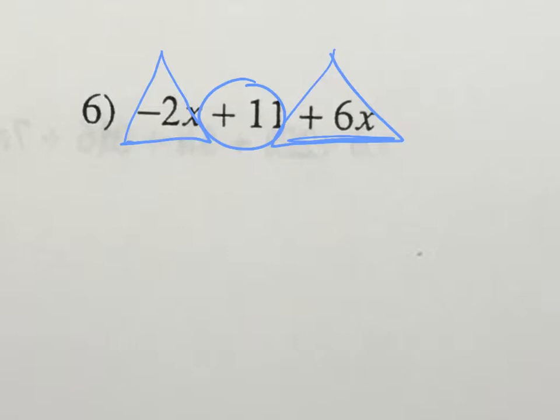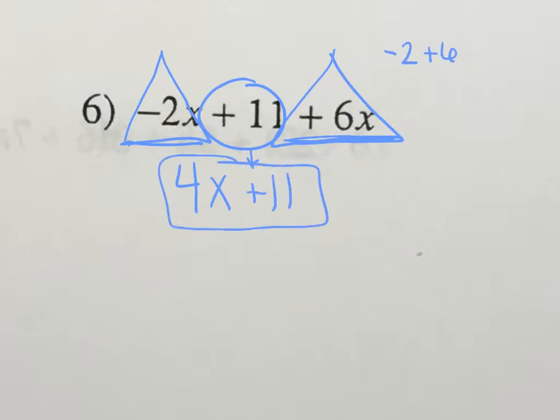So if I'm going to combine the only things that can be combined, negative 2 and positive 6, I know you probably know this, but if you were to plug it in your calculator, you'd want to plug in negative 2 plus 6. That's going to be 4, and make sure you write your variable. So when I combine those two, I get 4x. 11, like I said, couldn't be combined with anything because there's not another number there by itself. And so 4x plus 11 would be my answer.